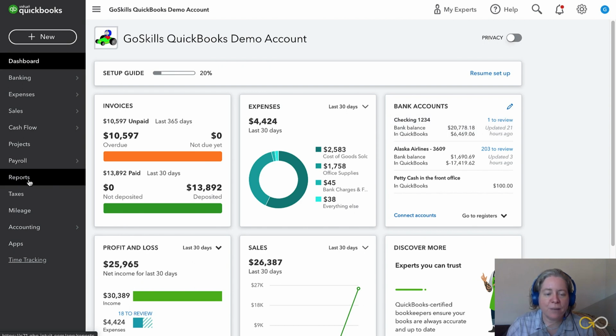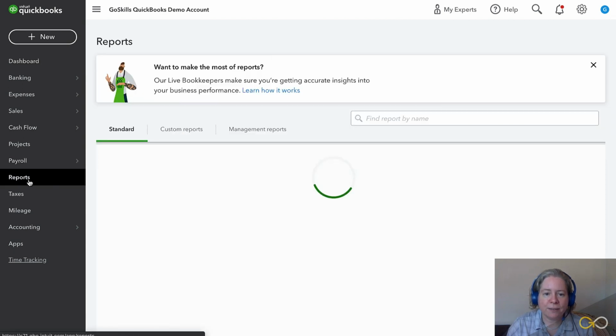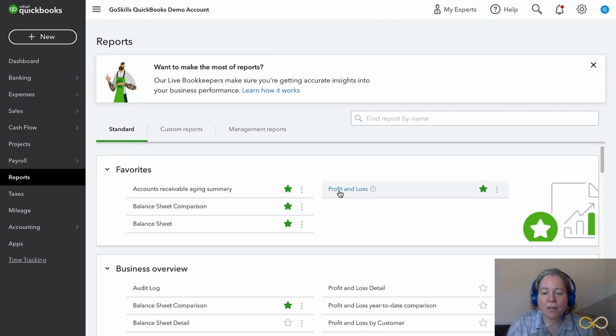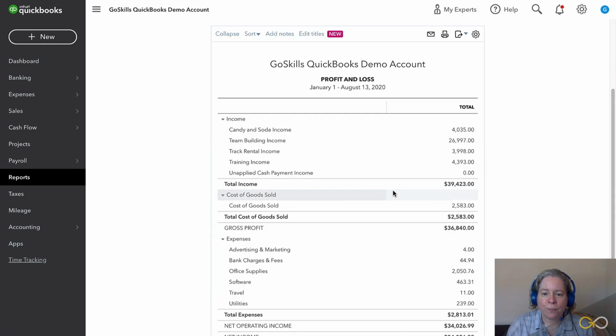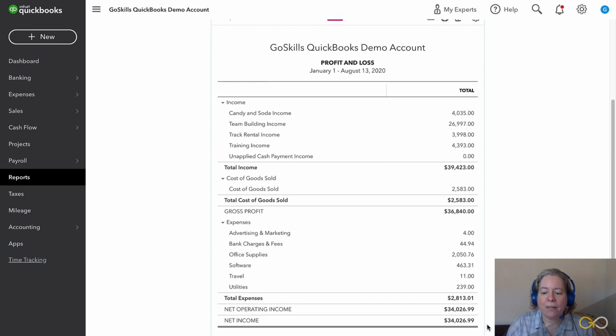On the left-hand side, we're going to click on Reports, and then we're going to click on the text Profit and Loss. When I look at the profit and loss, I can see I have various income, I have some cost of goods sold, I have some expenses, and I have a net income on the bottom.